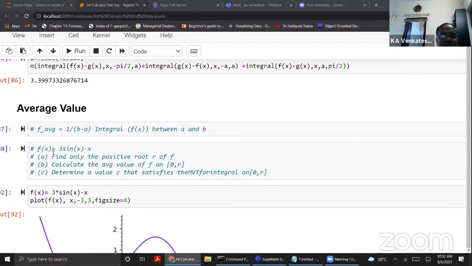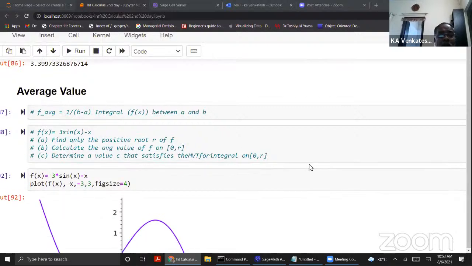Now I've taken this problem: f of x equals 3 sin x minus x. Find only one positive root, not all positive roots. Calculate the average value of f between 0 and this positive root r. Then this is nothing but finding a value of c which satisfies the mean value theorem for integrals on [0, r].